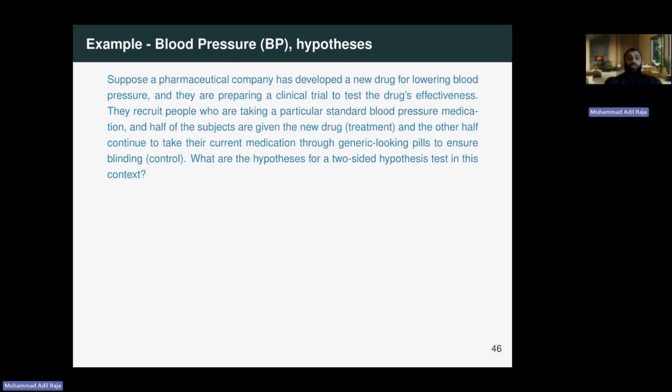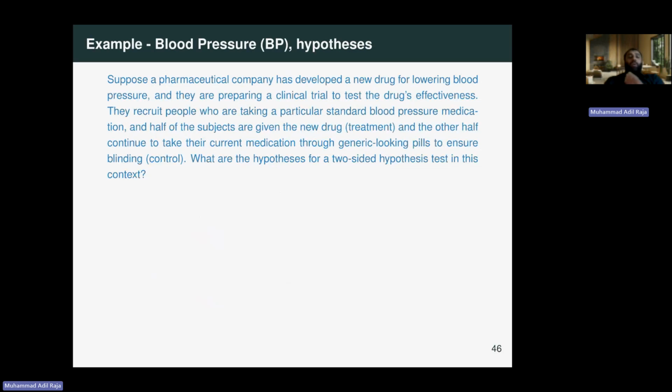So suppose a pharmaceutical company has developed a new drug for lowering blood pressure, and they are preparing a clinical trial to test the drug's effectiveness. They recruit people who are taking a particular standard blood pressure medication, and half of the subjects are given the new drug treatment, and the other half continue to take their current medication through generic looking pills to ensure blinding.